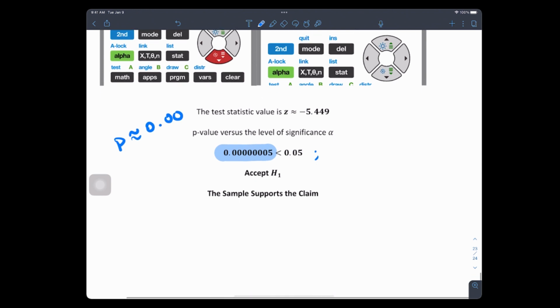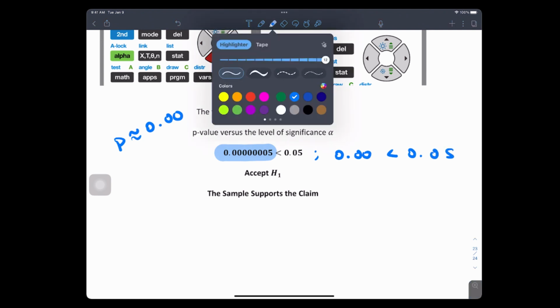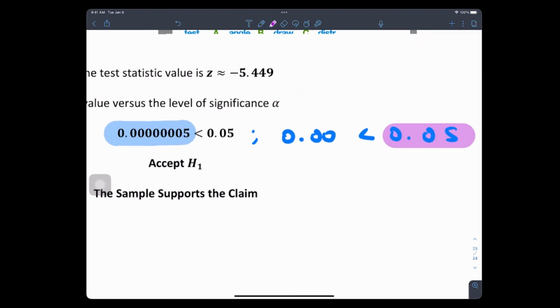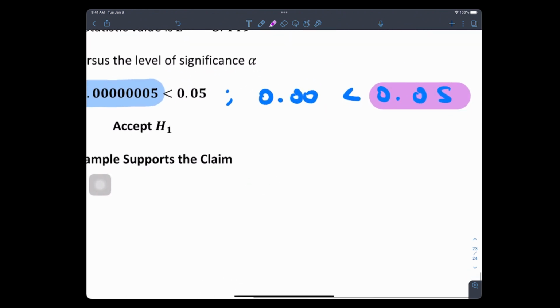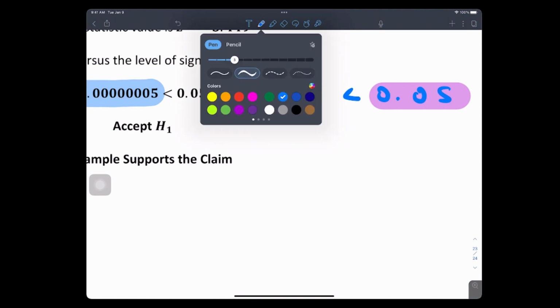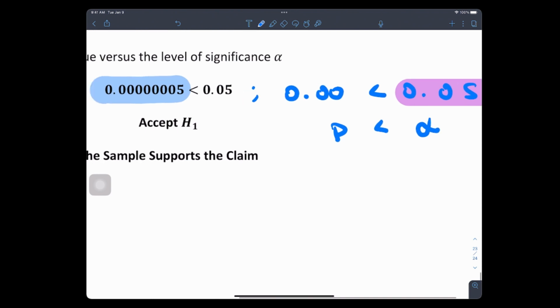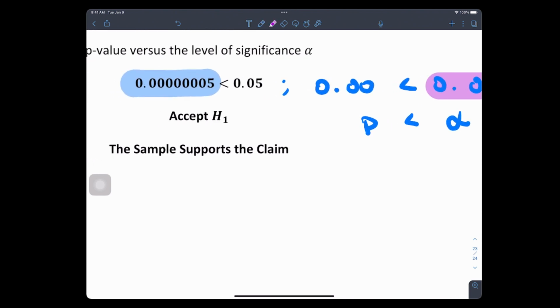Now, is it true that the p-value is less than that level of significance alpha? Remember this statement here? Isn't that a true statement? Say yes, because we're trying to relate what? The p-value is less than the level of significance. What does that mean again? By the p-value method? Accept the alternate. That's an automatic accept the alternate situation.